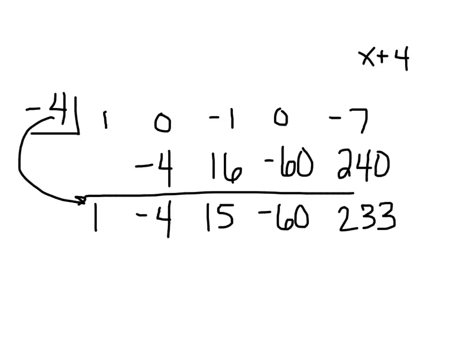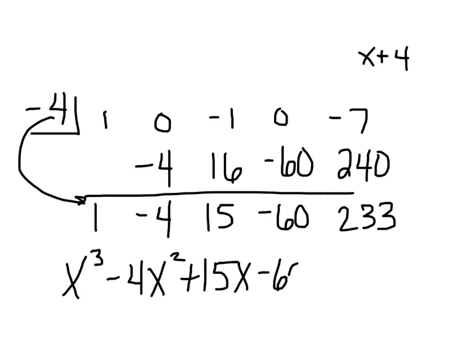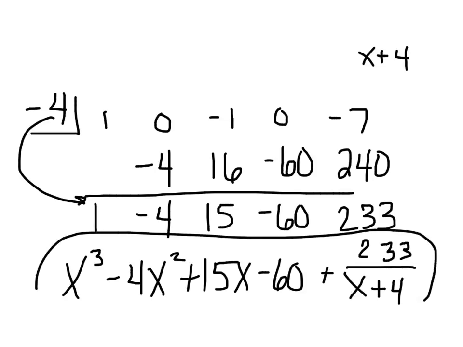I drop it by 1. So what group do I start with? X to the 3rd. Right. So that's 1x to the 3rd minus 4x squared plus 15x minus 60 plus 233 over x plus 4. Again, what's the last number always going to be? Remainder. So, one more time, just so that you guys know.